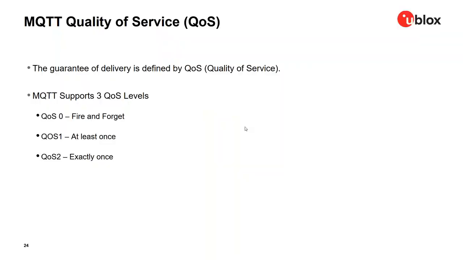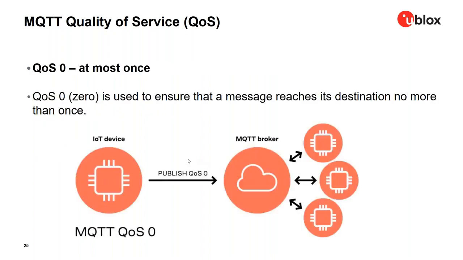So let's move on and have a look at quality of service. The guarantee of delivery is defined by what's called quality of service, or QoS. MQTT has support for 3 different quality of service levels: quality of service 0, which is fire and forget; quality of service 1, which is to deliver at least once; quality of service 2, to deliver exactly once. And we'll have a look now in a bit more detail at what that actually means.